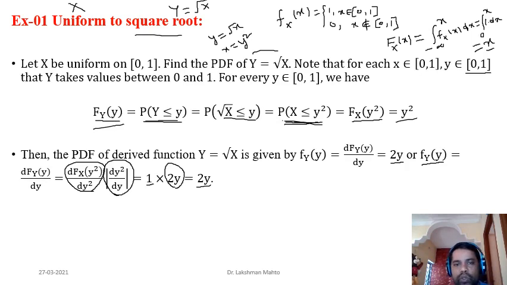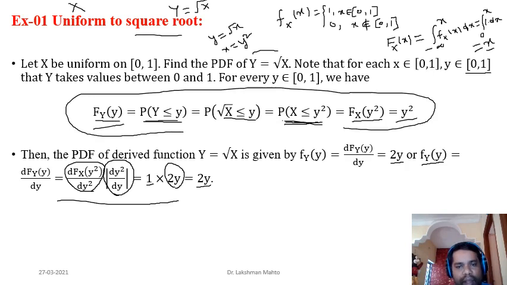This approach may look a little bit complicated, but it is not always possible to find the CDF of a given random variable. It is not always possible to find this kind of explicit form of the CDF of y. That's why. Here the uniform random variable is very simple, that's why it was easy to find the CDF of y. But in other cases things would be complicated.